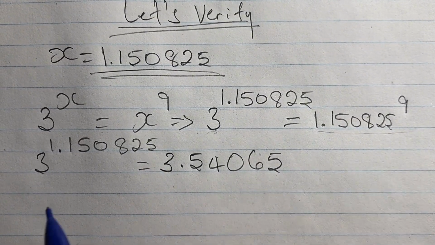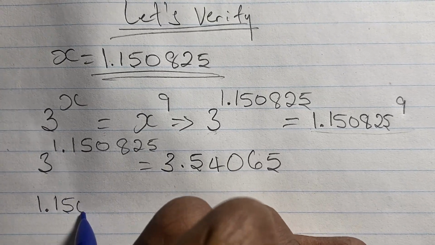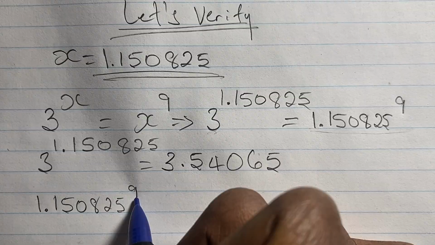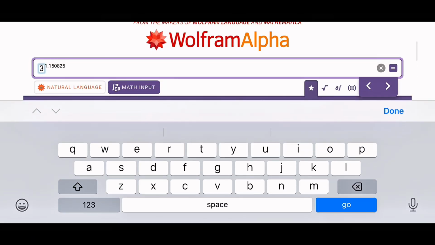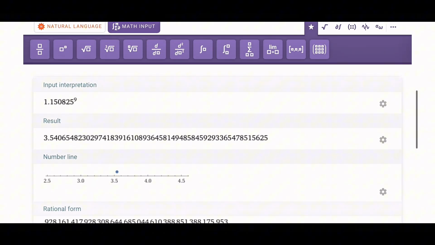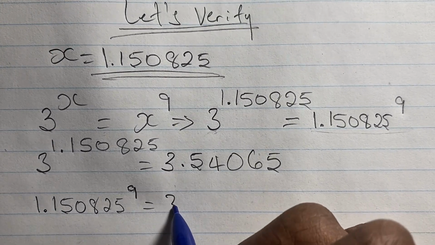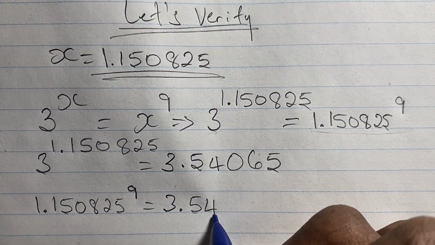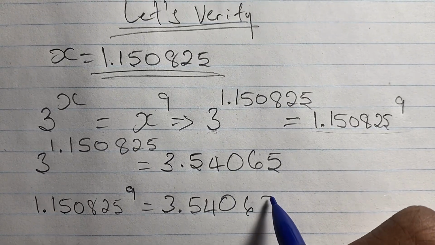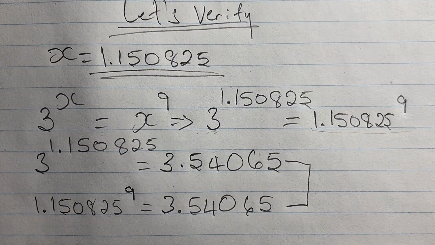And then we have 1.150825 raised to the power of 9. Let's see what that gives us. So we'll be writing this into our scientific calculator, Wolfram Alpha again, to see our result. Now let's see what we get. So here we can see again that our solution for this expression is similar to the one before. Writing our solution to 5 decimal places again gives us the same result. So we'll have 3.54065. So there we have it.